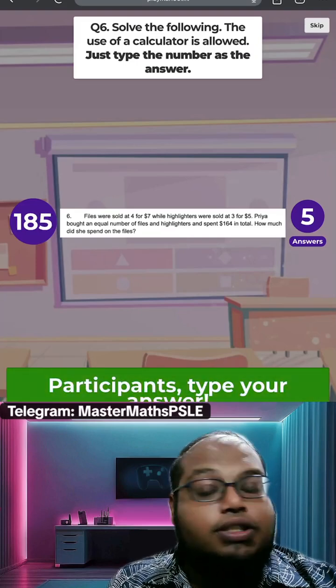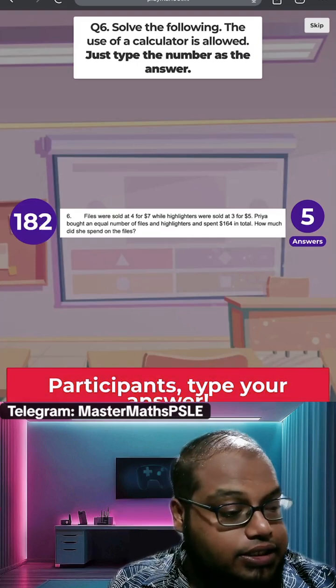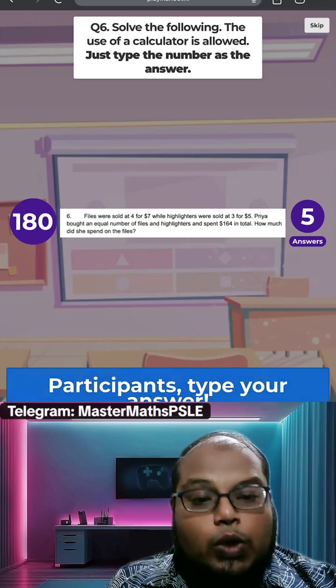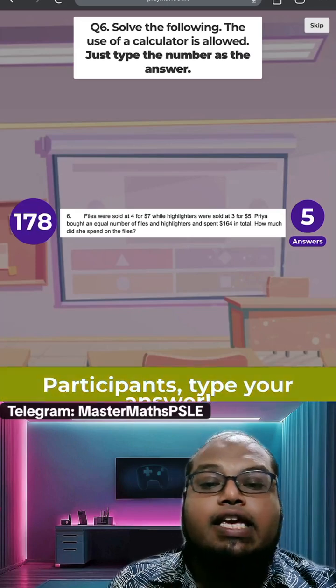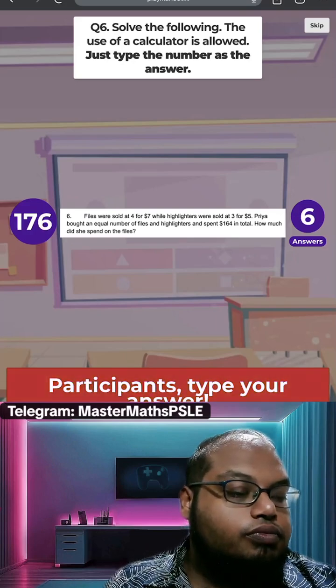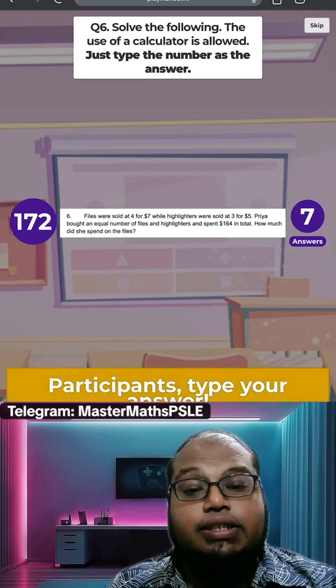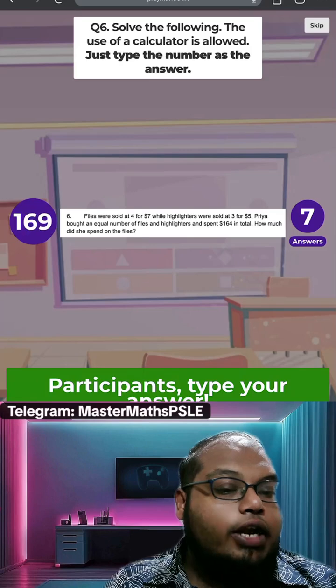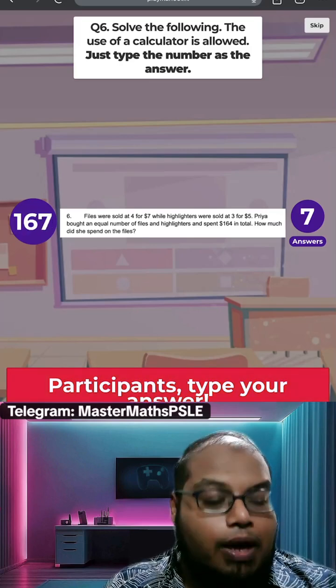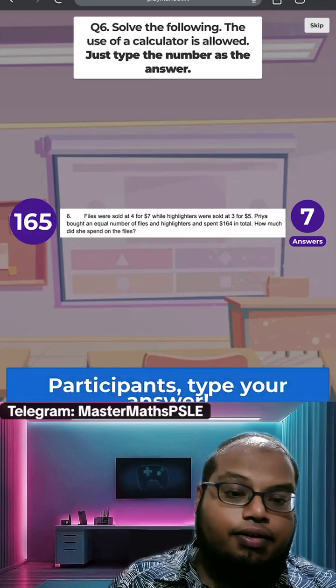Okay, the total she spent is $164. She bought an equal number. So here she bought an equal number, not that she spent an equal amount. That's a different thing.